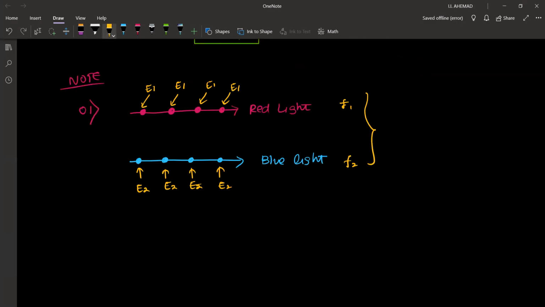Whose energy will be greater? We know that the frequency of blue color light is greater than the frequency of red color light. Therefore, the energy of a blue color photon will be greater than the energy of a red color photon.